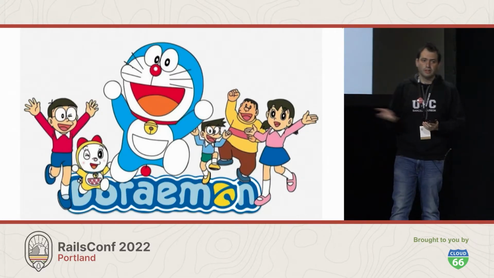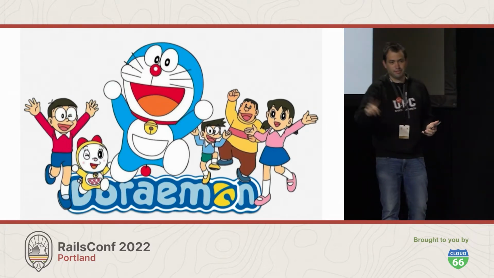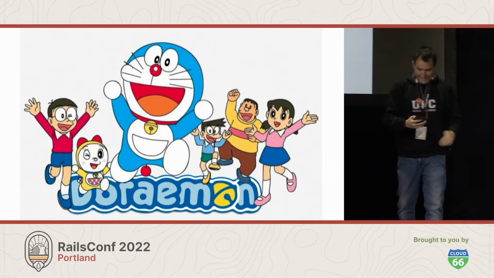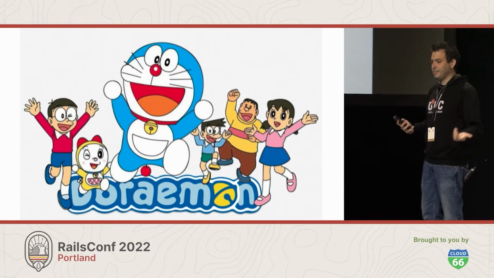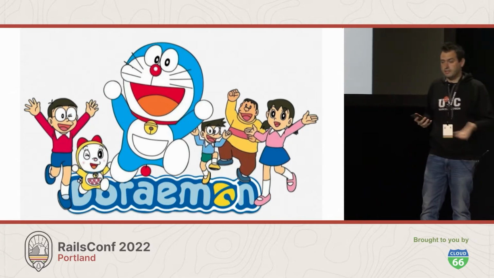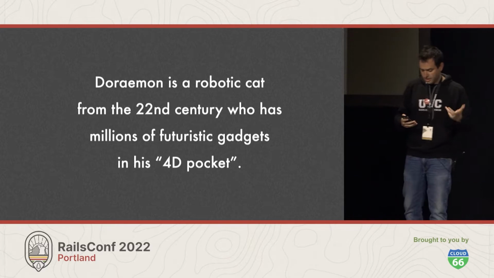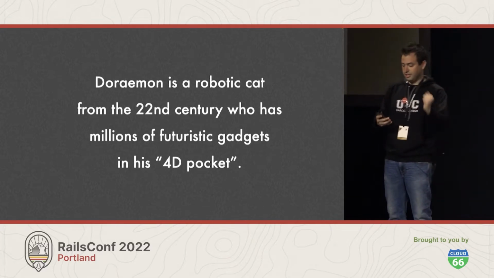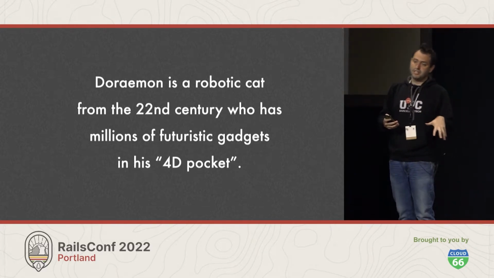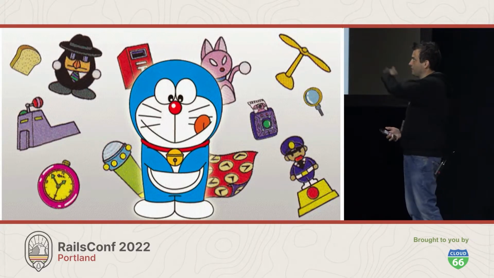So this is Doraemon. Who knows who is Doraemon? OK, people of culture. So for everybody that doesn't know who this guy is, this is a Japanese cartoon from the 70s. I used to watch it all the time when I was a kid. He's basically a robotic cat from the 22nd century who has millions of futuristic gadgets in his 4D pocket. So he has all kinds of machines there.